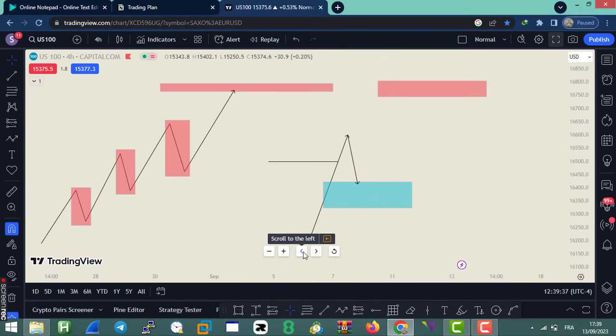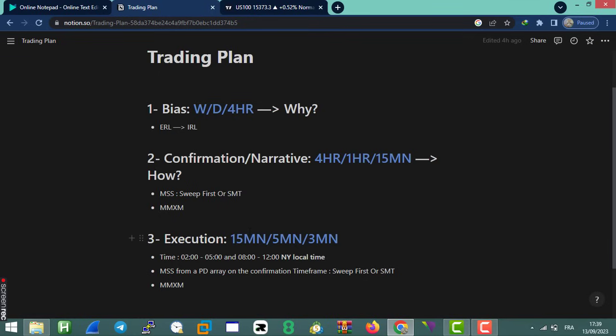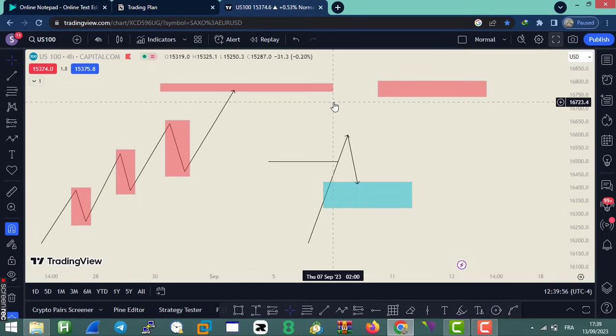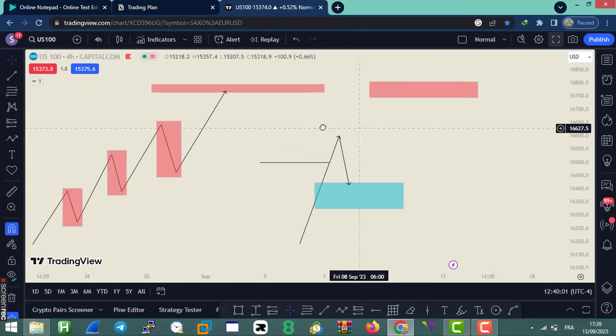We want to see price expand higher, taking external liquidity. We want to see a fair value gap on that expansion leg. And next, our bias is to go lower. Now, we're not going to short blindly. No, we're going to follow the second step and the third step to confirm our bias and that we have a valid trade idea. So this is a bullish example.